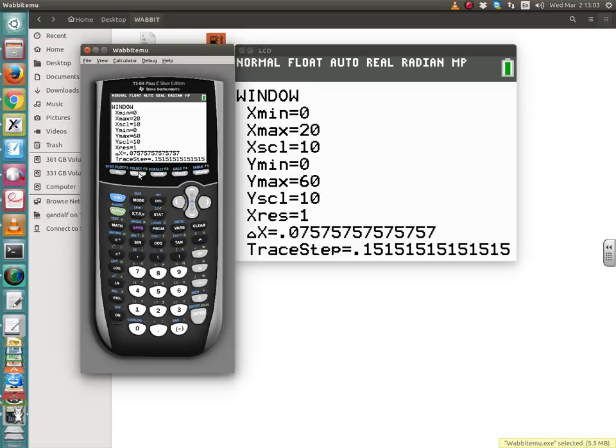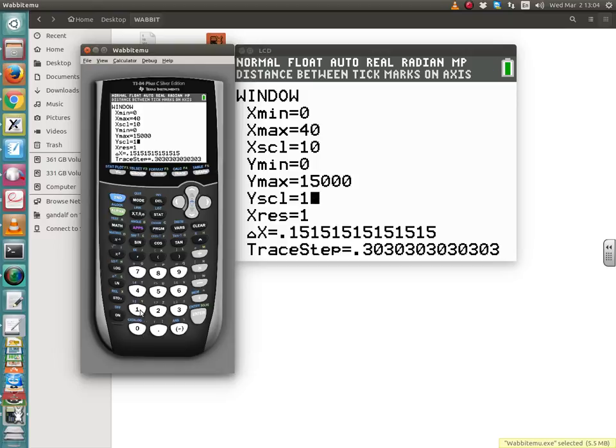I want 10,000 bucks. That's going to take a while. So, all right, window. From 0 to 15.5, it got 3,000. How about, let's say I don't know the answer, say, I don't know, 40 years, and 4 tick marks. Okay. And then I want to get to 10,000. So how about 0 to more than 10,000? I don't know, 15,000. How about 15 tick marks?